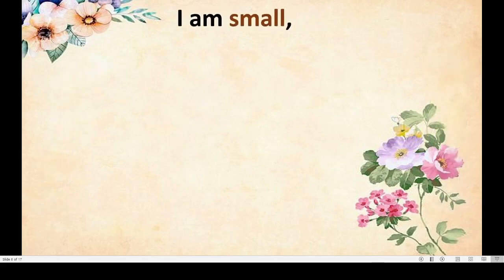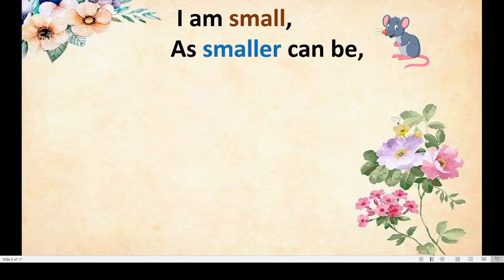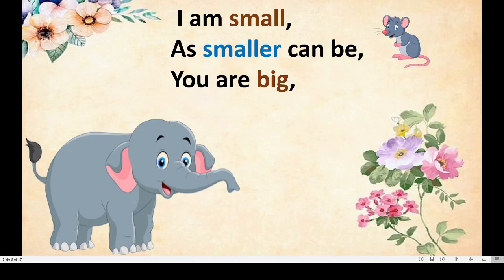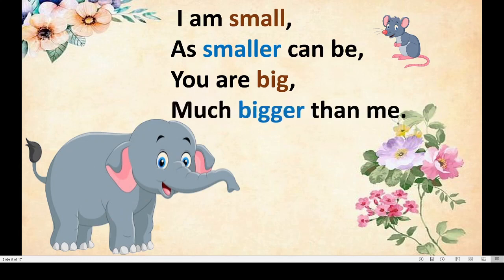Next is, I am small. I am very small. You can see a mouse here. It is a small, tiny animal. Isn't it? I am small, as smaller can be. You are big. See, this is a big animal. Isn't it? Elephant. Much bigger than me. Here also we can say small is the opposite for big, and big is opposite for small. And smaller is opposite word for bigger, and bigger is opposite word for smaller. For these two children, small, big. Smaller, bigger.